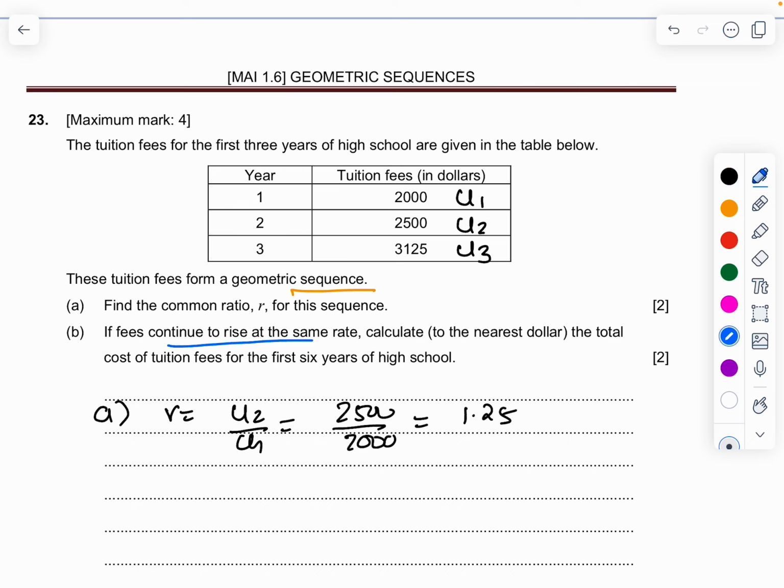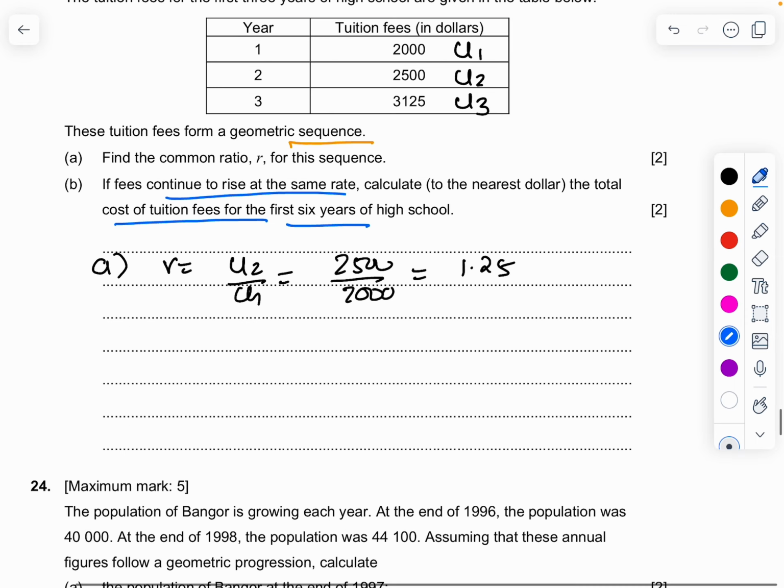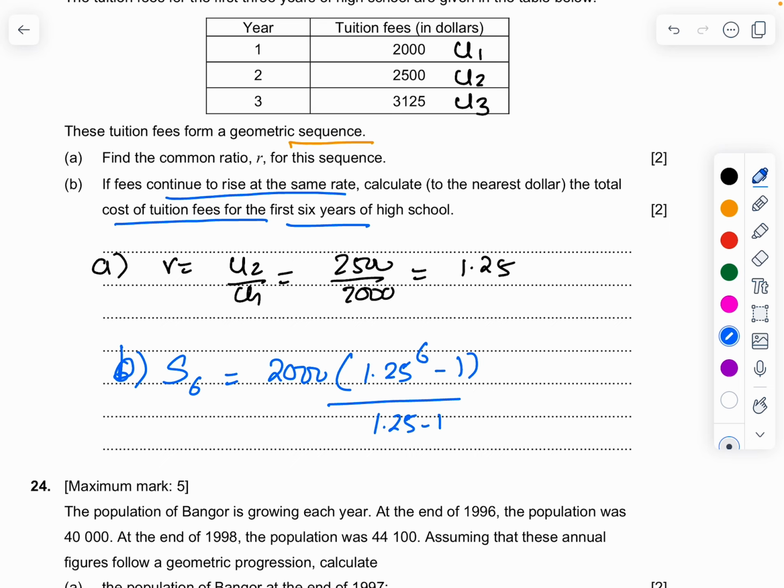If the fees continue to rise at the same rate, find the total cost of the tuition fees after the first 6 years. So I have to find S6. S6 equals 2000 times r to the power of 6 minus 1 upon r minus 1, which is 22517.57813. But it is asking for the nearest dollar, so 22518. See carefully for the answer.